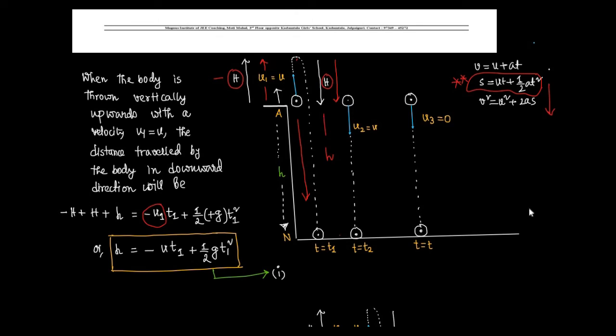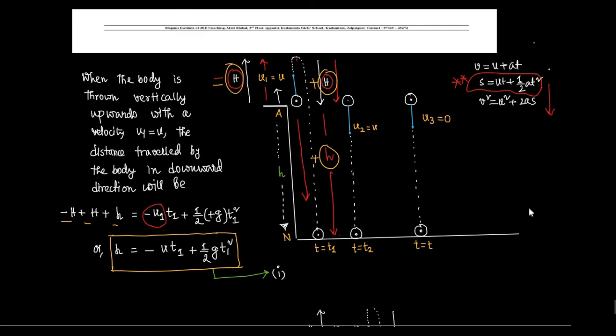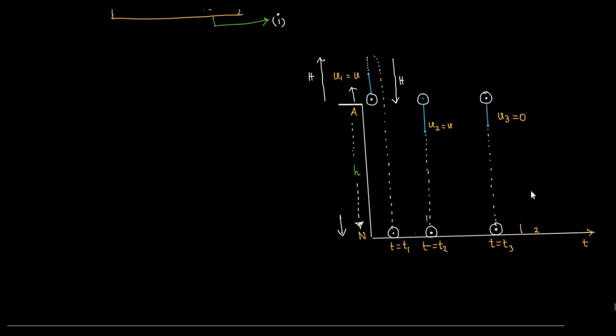Again, we can say that for the first case, total displacement will be what? If we consider downward motion, then plus small h, then plus capital H, then minus capital H. That means total distance will be minus capital H plus capital H plus small h. Minus capital H for the upward motion of the body when it will reach up to the maximum point, and capital H is considered when it will return to the top of the tower.